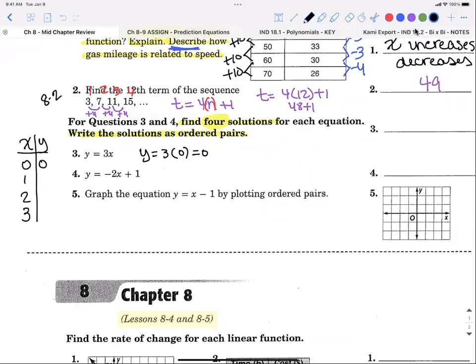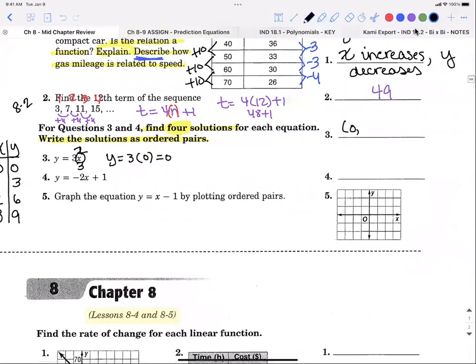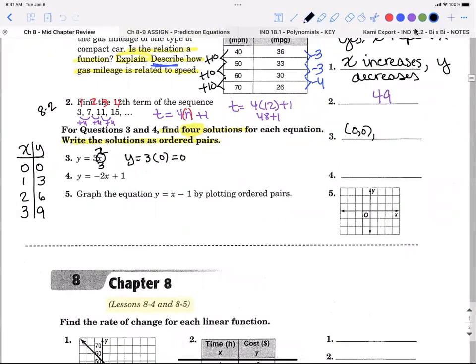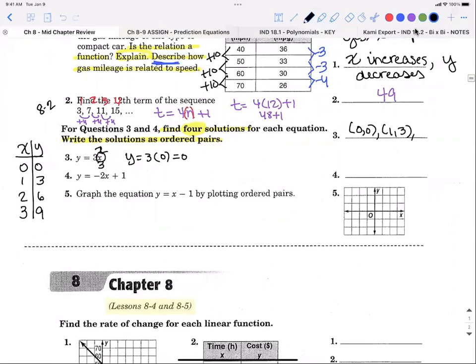Then I would plug in a 1, right? When I plug a 1 in here, I get 3. When I plug a 2 in here, 3 times 2 is 6. When I plug a 3 in here, 3 times 3 is 9. Is that 4 ordered pairs that are solutions to my equation? Yep. So over here, you'd write 0, 0, 1, 3, and so on.